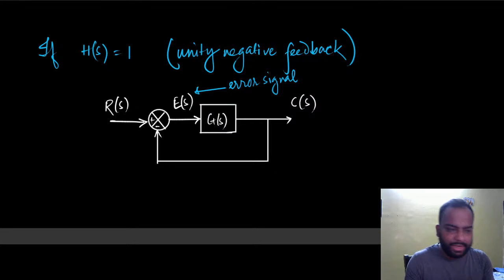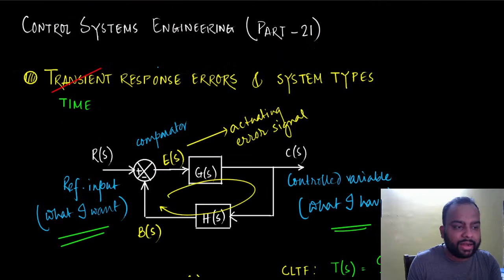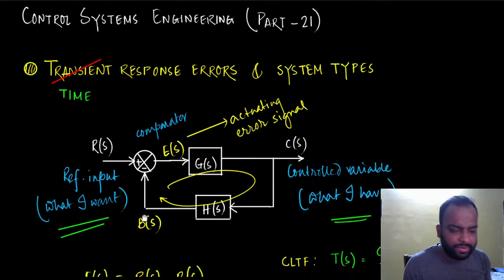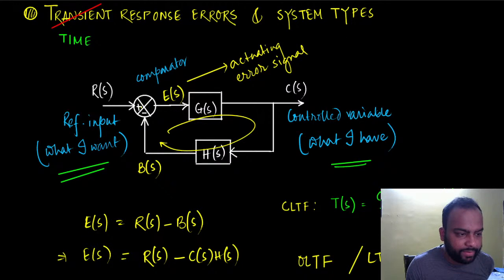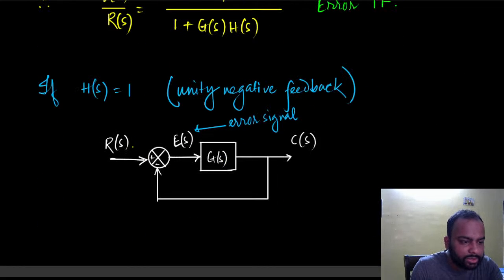And sometimes in some literature, to distinguish between error and actuating error, it is represented with E with a subscript A. I don't write that. I just represent everything with E. E means whatever is fed from the first comparator here. Whatever comes out of the comparator is E, at least in my book. All right, so that's fine.